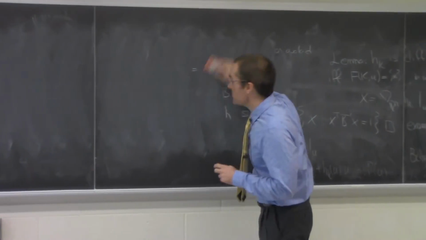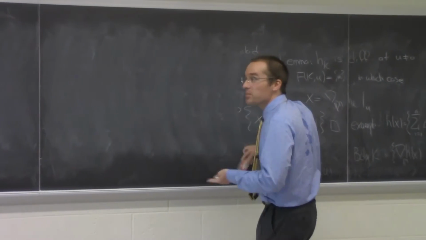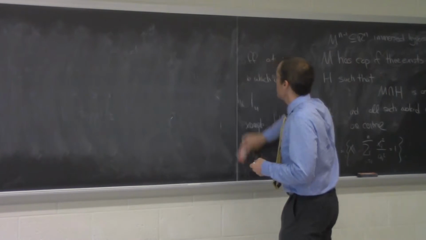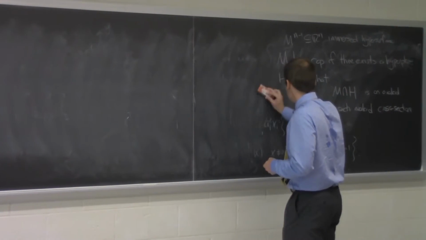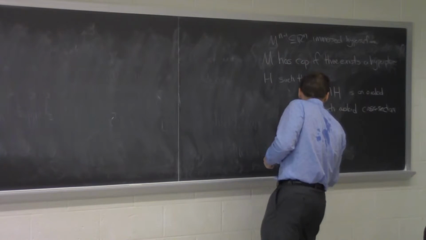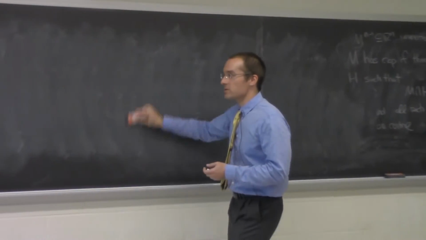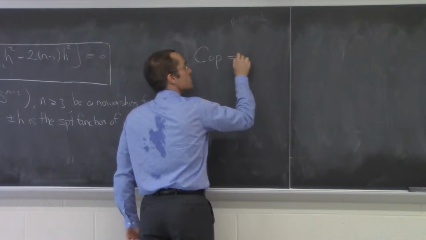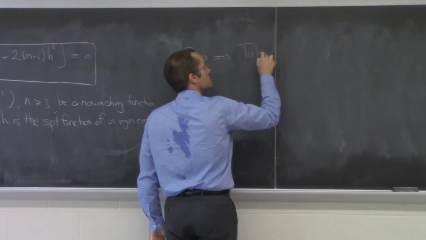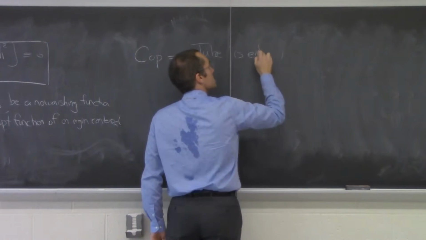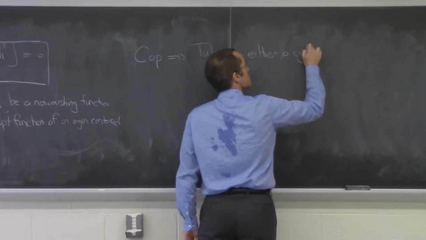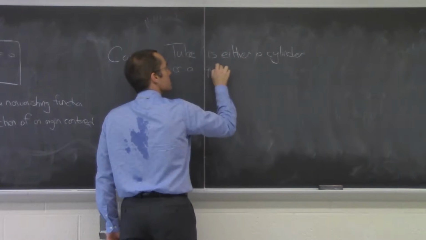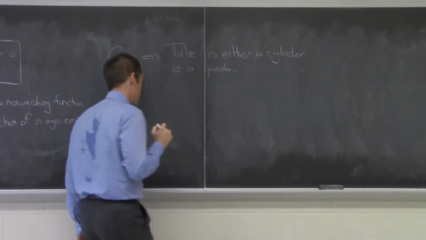Okay, so up to now, I haven't made use of COP. So let's use that now. COP will be used to show that the transversely convex tube is a cylinder or a quadric. So COP implies the tube is either a cylinder or a quadric.